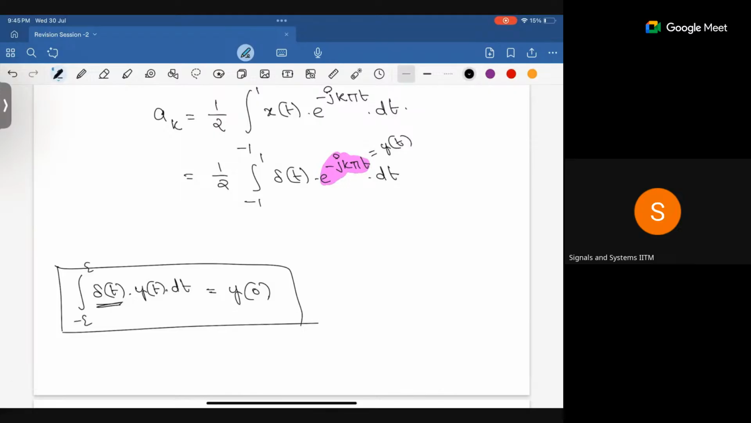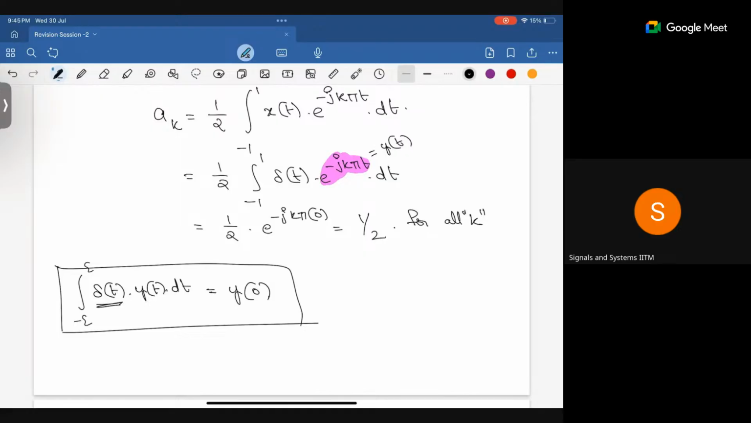Here y(t) is e^(-jkπt), and y(0) will be e^0, which is 1. So that will be half times e^(-jkπ·0), so this will give us a_k to be half. Right, so a_0 is half, the a_k's are also half, and this is half for all k.